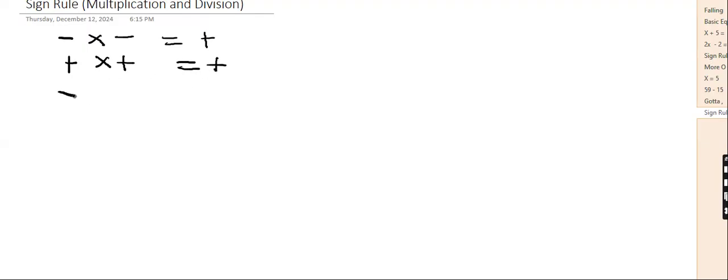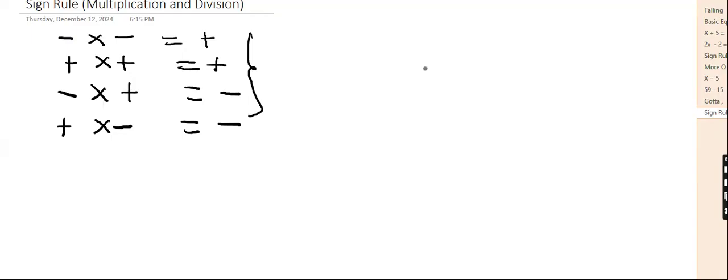But when they are different, you're multiplying two different signs together, you're going to get a negative sign. So it doesn't matter which one comes first, a plus multiplied by a minus is still going to be minus. So in other words, minus multiplied by minus gives us plus, and plus multiplied by plus gives us plus, and minus multiplied by plus gives us minus, and plus multiplied by minus also gives us minus. So these are the rules that you need to remember.